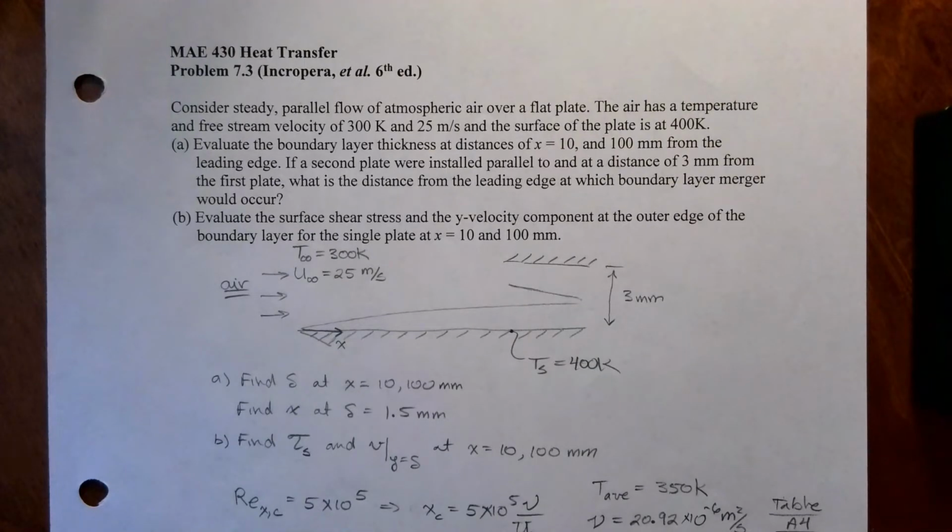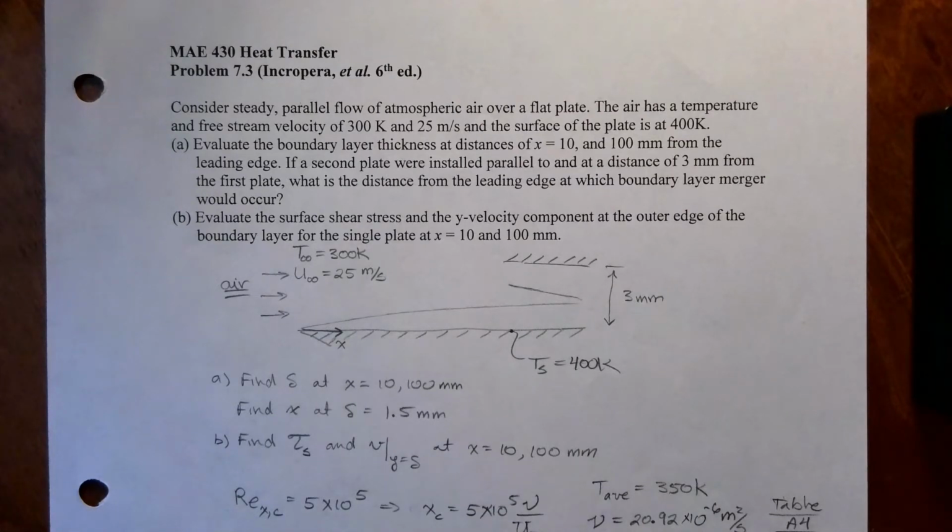Okay, so let's consider parallel flow of atmospheric air over a flat plate. The air temperature, the free stream temperature coming over the flat plate, is 300 K. The upstream velocity is 25 meters per second, so it's moving at a considerable pace. The surface temperature is 400 K. Evaluate the boundary layer thickness at distances 10 millimeters and 100 millimeters from the leading edge.